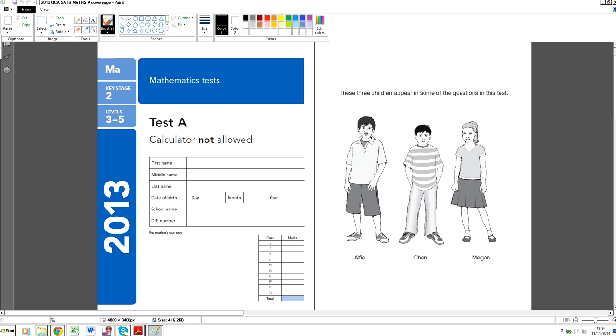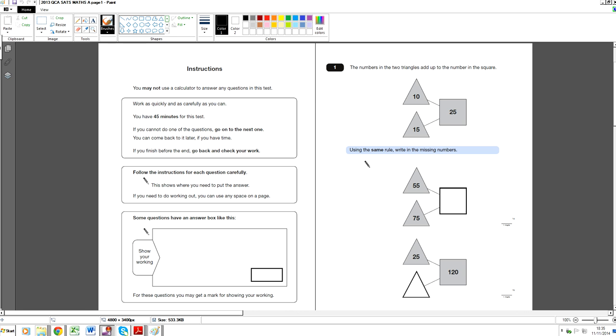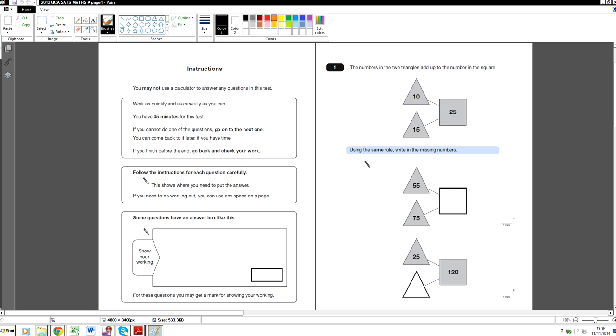Right, let's have a look. Okay, here's our first question. The numbers in the two triangles add up to the number in the square. So let's choose ourselves a nice color. Okay, size.